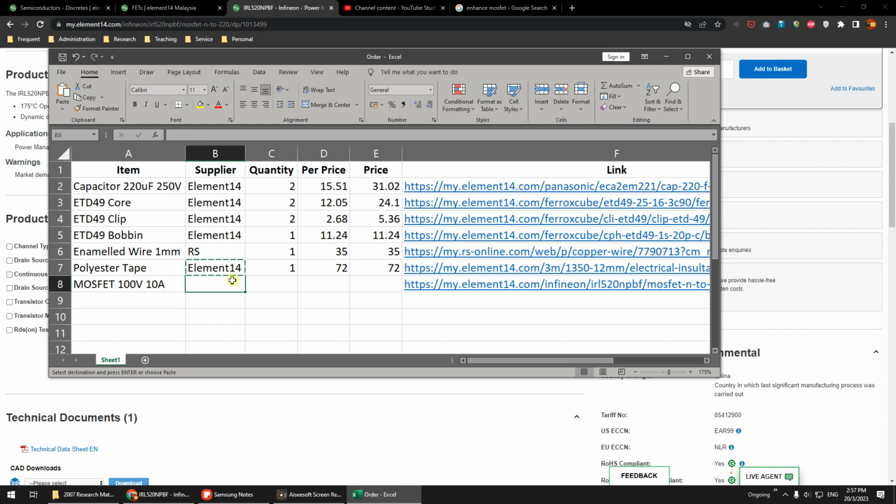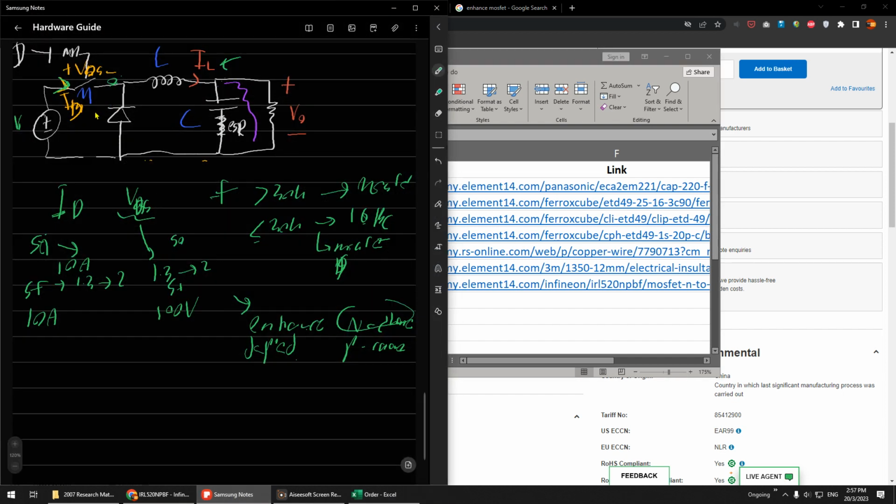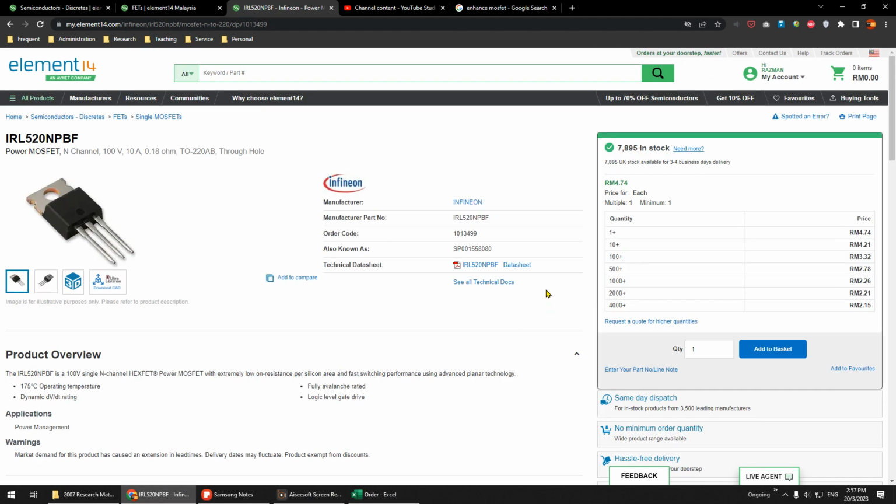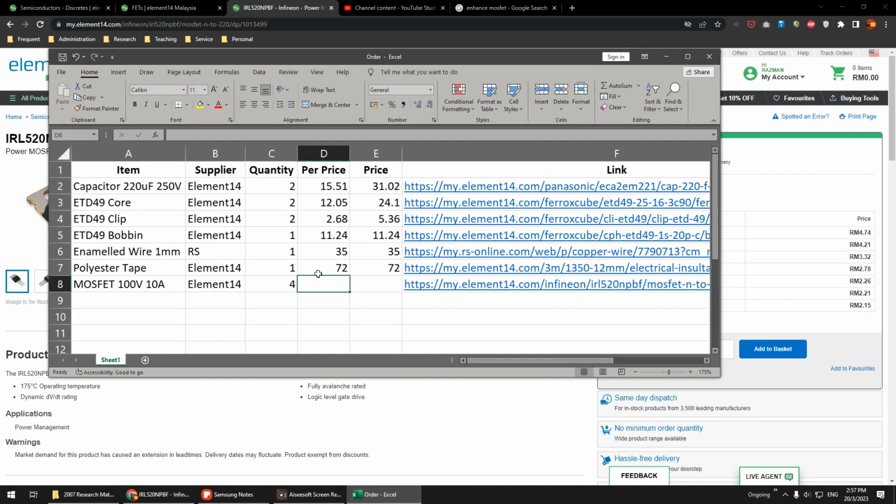Also Element 14. If you use one, for example this one only uses one MOSFET, I suggest you buy 3. MOSFET easily burns. I suggest 3, also usually not enough. 4 is the minimum. So the price, check back, 4.74. So this is the price. Like I said before, be careful.